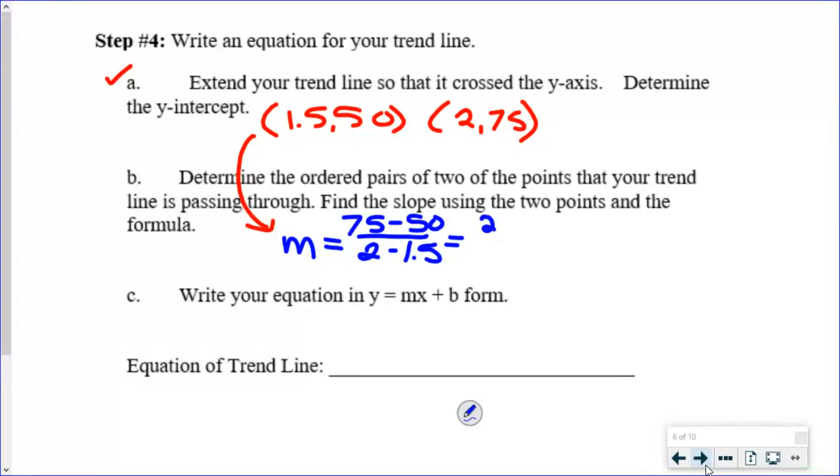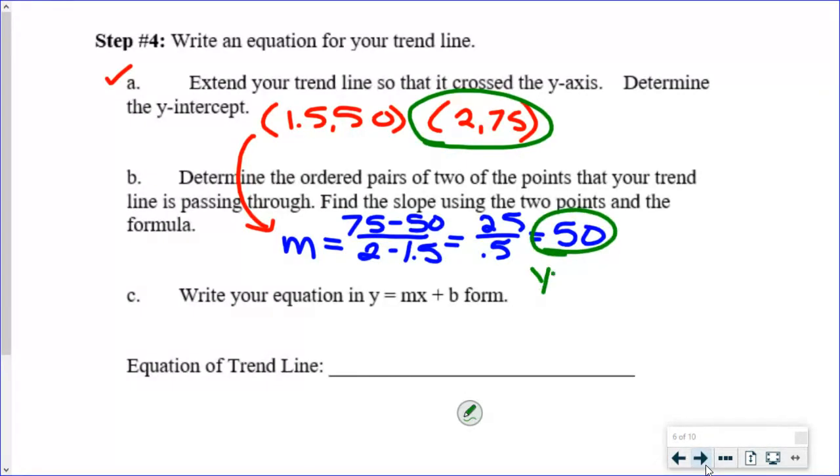So my slope is 25 over 0.5. So here's what I'm going to do. I'm going to do 25 divided by 0.5, and that actually simplifies down to 50. Now I'm going to pick one of the 2 points. Remember, we usually do the first point, but I'm going to choose the second point this time because it doesn't have decimals. That's preferred, but you could use the first point and write it in point slope form.